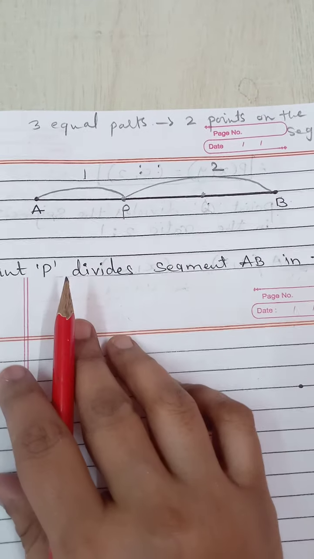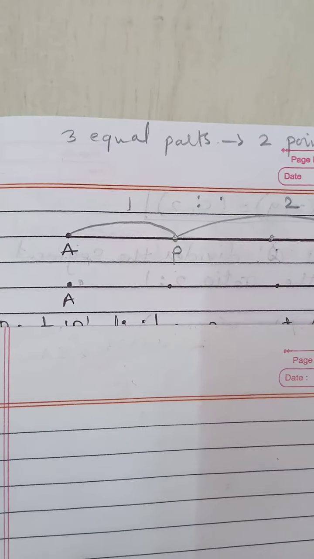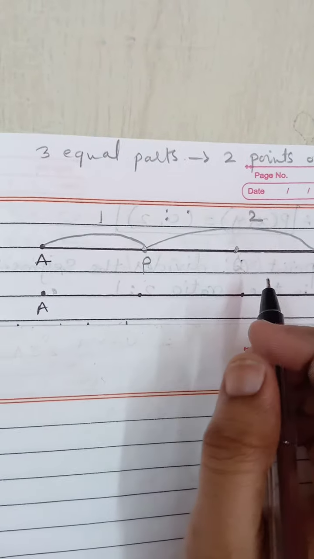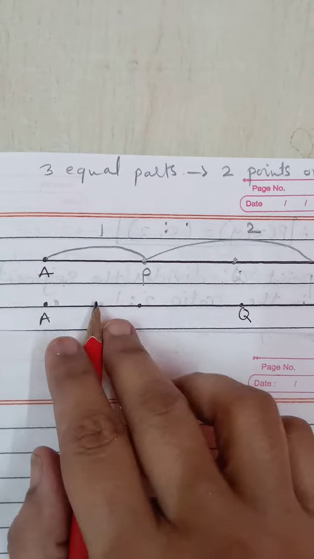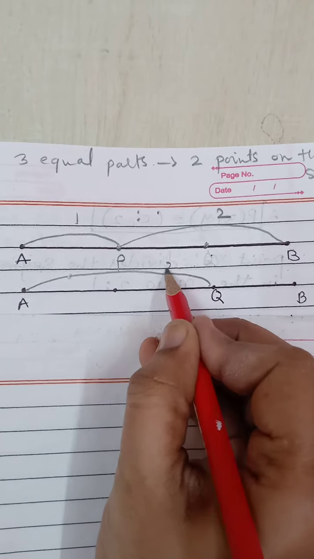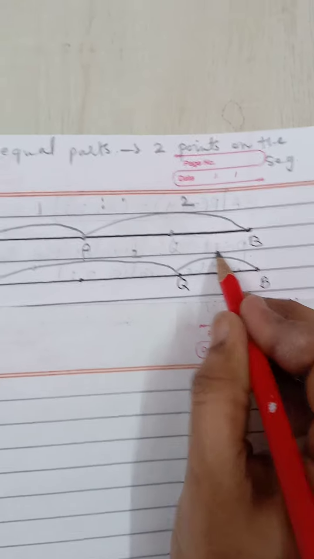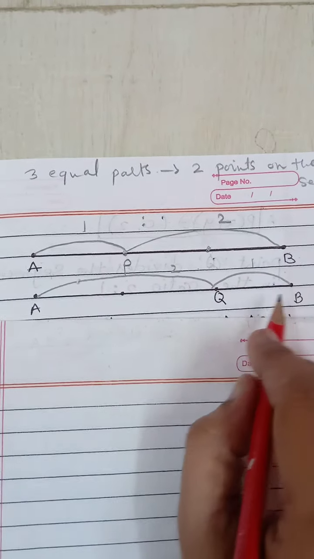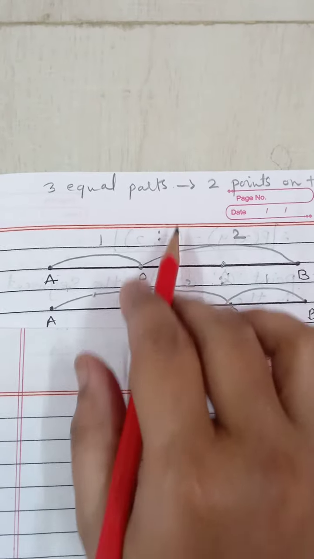Simultaneously, we can take the other one also, how point Q will divide. So I will show you. See here, again I have taken the segment AB and this is the point Q. From A to Q, how many sections are there? 2. So here we will take 2. And from Q to B, only 1 section. Therefore, point Q divides the segment AB in the ratio 2:1. So like that, 2 different ratios are there.